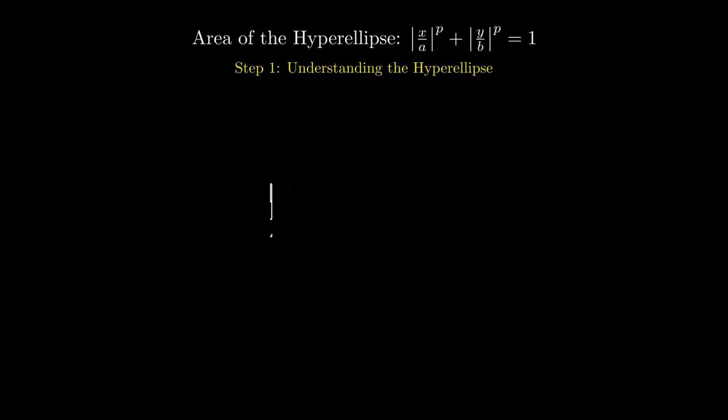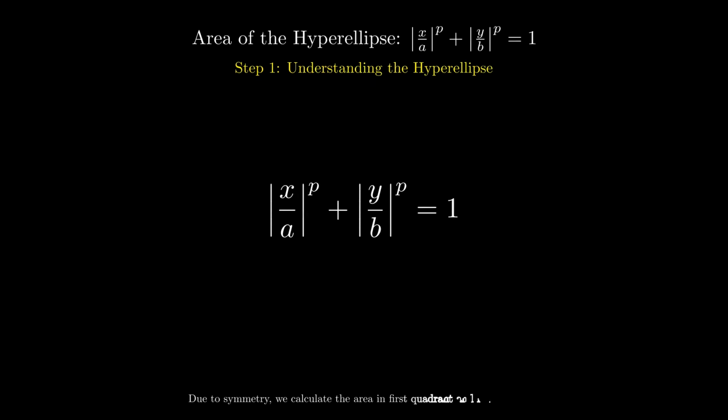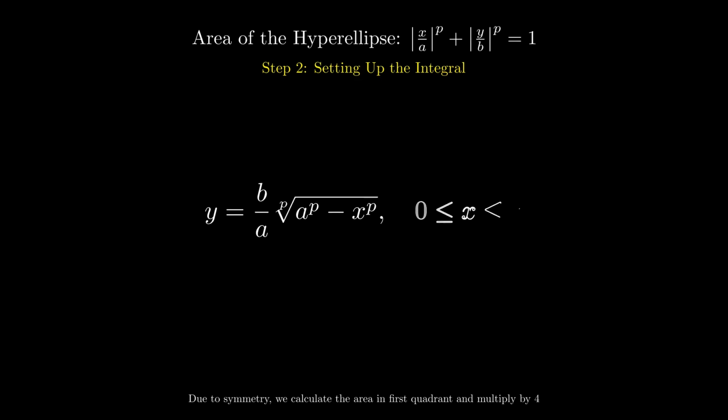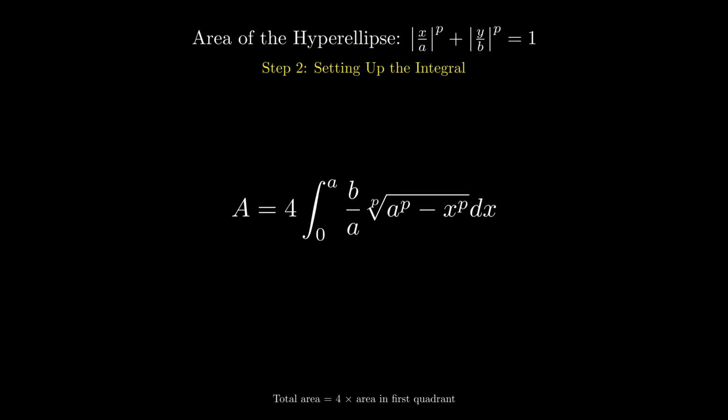To be able to calculate the area, we first want to solve the hyperellipse equation for y. Taking only the positive values gives us the first two quadrants of the function. Due to symmetry, we calculate the area of the first quadrant and multiply by 4. That means with integral boundaries from 0 to a.